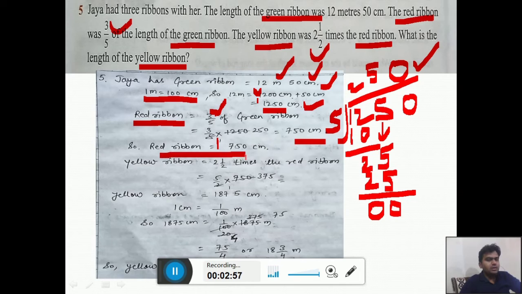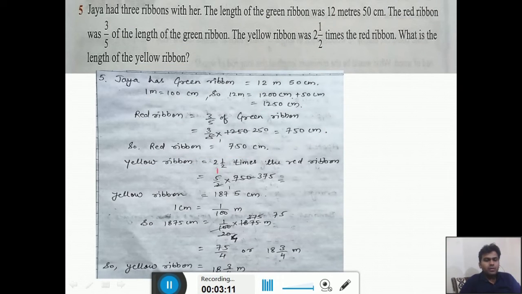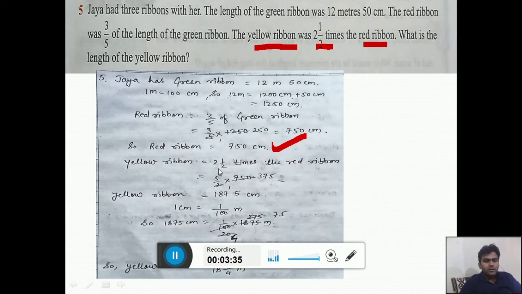So the length of the red ribbon equals 750. Now the length of the yellow ribbon was 2 complete 1/2 times the red ribbon. The red ribbon length we already got, 750. So 2 complete 1/2 of the red ribbon. This 2 complete 1/2 is equal to 5/2: 2 times 2 is 4, 4 plus 1 is 5, so 5/2.